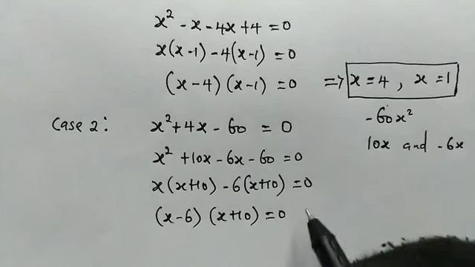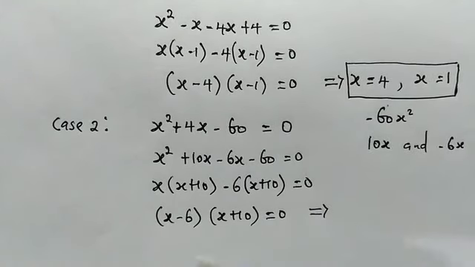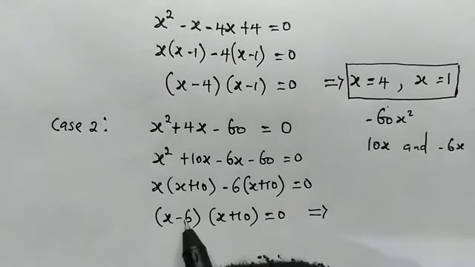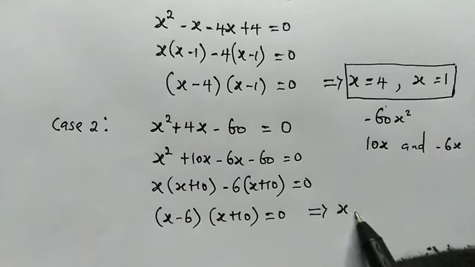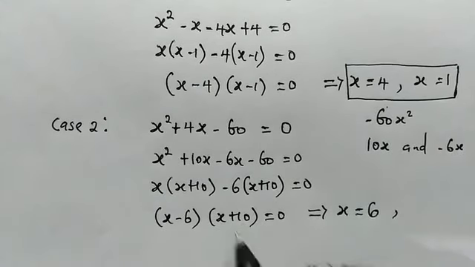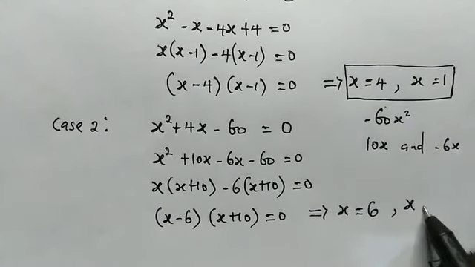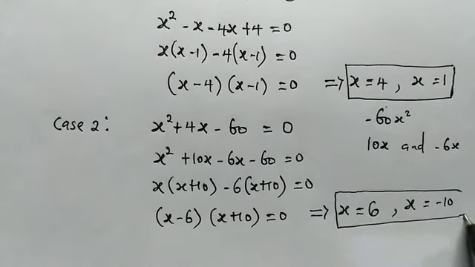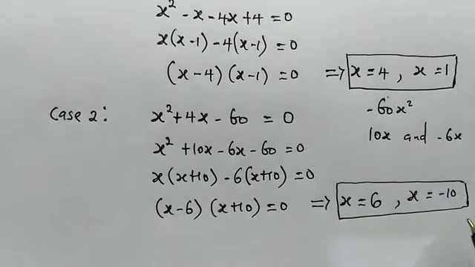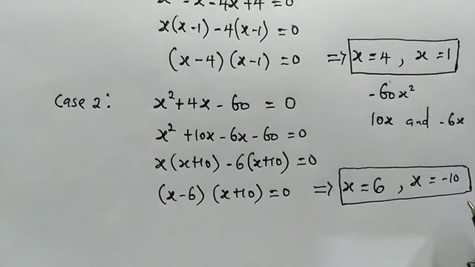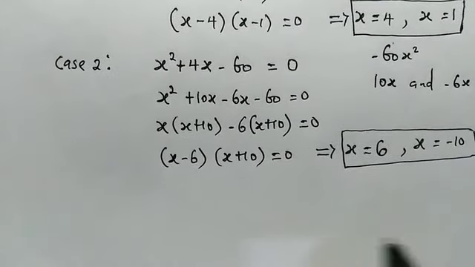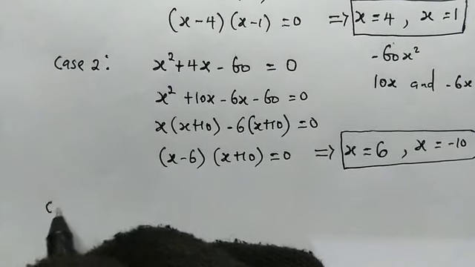So from here we have either x minus 6 is equal to 0 or x plus 10 is equal to 0. If x minus 6 is equal to 0, then x is equal to 6, right? And if x plus 10 is equal to 0, then x is equal to negative 10. Here we found another solution. Amazing. Could you imagine that this equation has more than 4 solutions for x? Isn't that amazing? Now let's go to our final case, which is case 3.